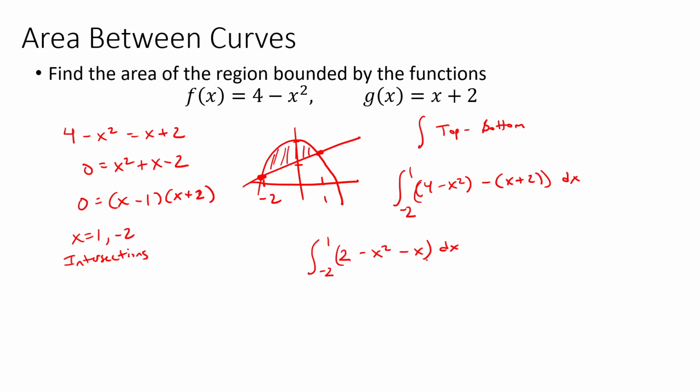And then, I do want you to show me the fundamental theorem from here. Okay, so it'd be 2x minus x cubed over 3 minus x squared over 2. But you can also just use a calculator, so that's what I'm going to do. Oops. What happened there? 4 minus x squared minus x minus 2. I'll just be lazy and type it like that.